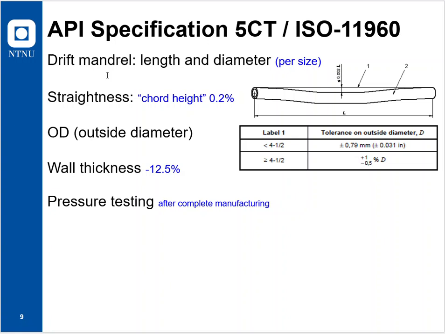Outside diameter has specifications. We see them here, and the wall thickness in API. We have discussed that quite a lot in relation to Barlow's burst formula. API sets the wall thickness to be the given one, the theoretical one, and you have to accept a loss of 12.5%. And pressure testing basically of pipes should be after complete manufacturing.